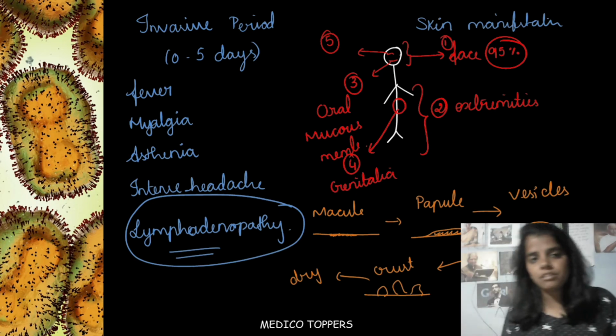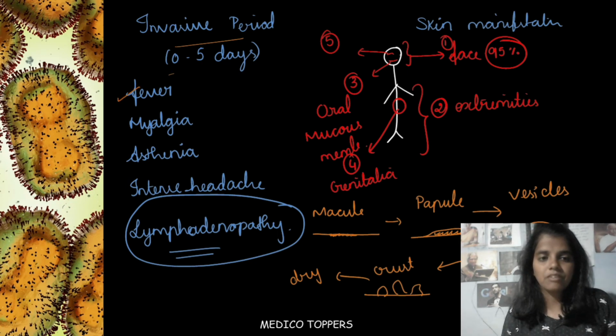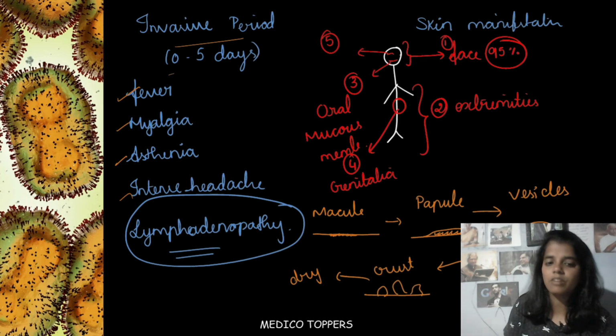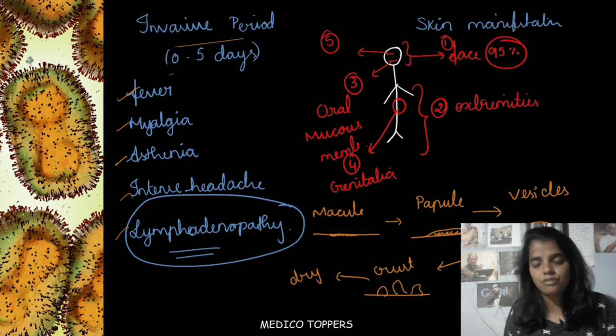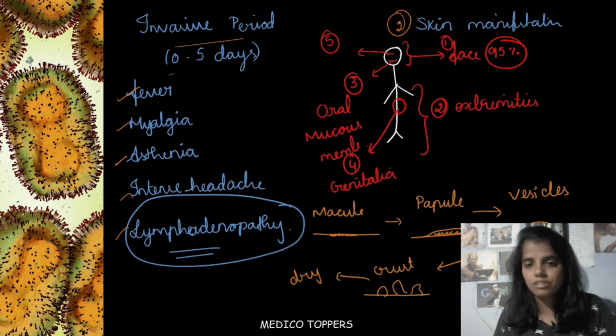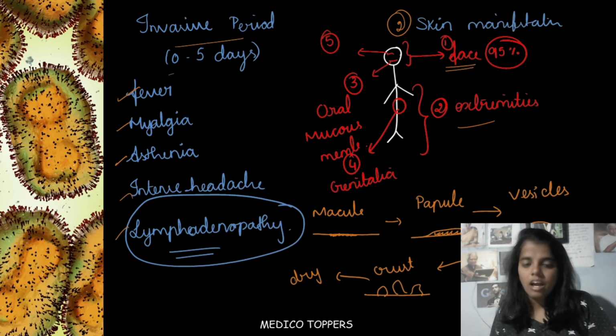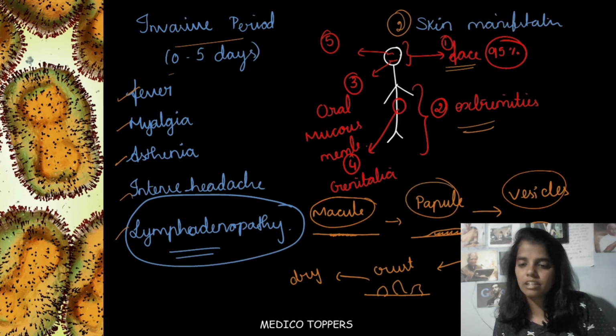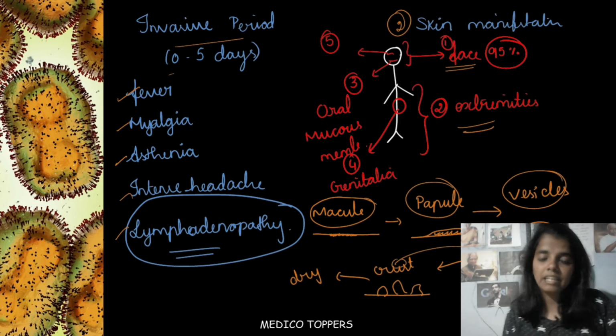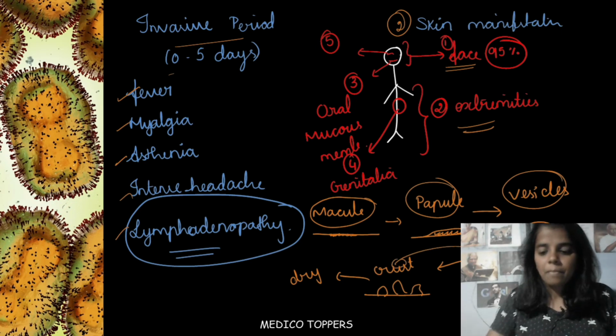So first is the invasive period, which ranges from 0 to 5 days, and here we will have fever, myalgia, asthenia, that is weakness, then intense headache. At last there will be lymphadenopathy, which is the distinctive feature of monkeypox infection. And then comes the skin manifestation. Here the skin eruption is most frequently seen on the face and extremities, and the morphology will be from macule to papule, then papule to vesicle, then to pustule, and at last into the crust. Okay, so this is regarding the course of monkeypox virus infection. So let's see the next.